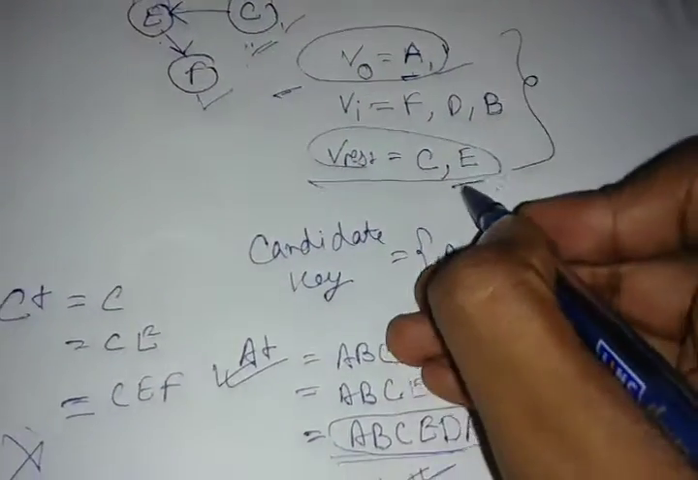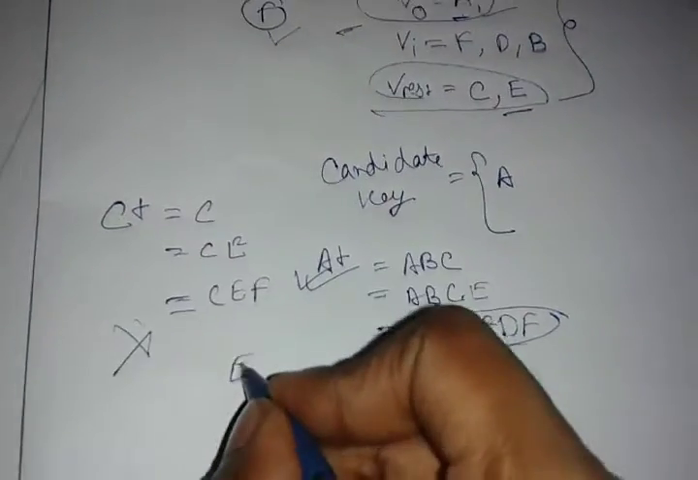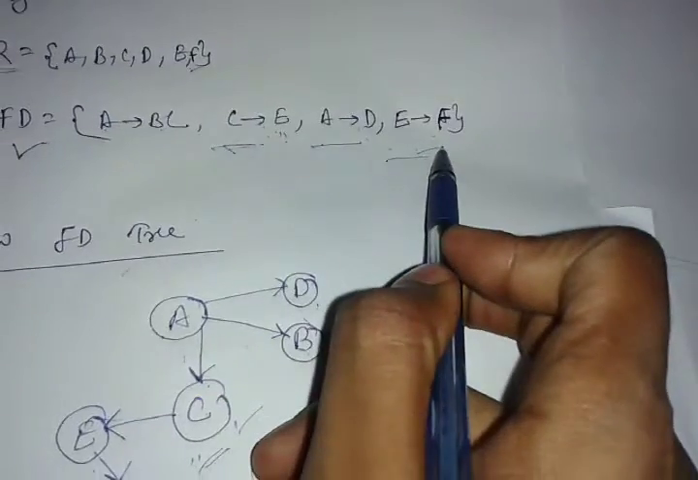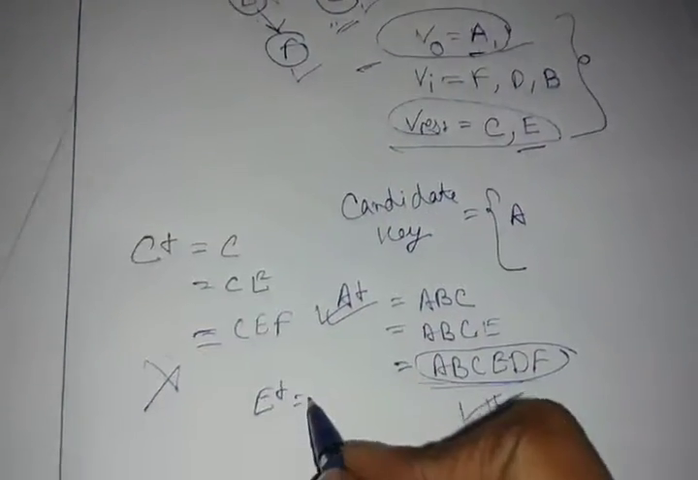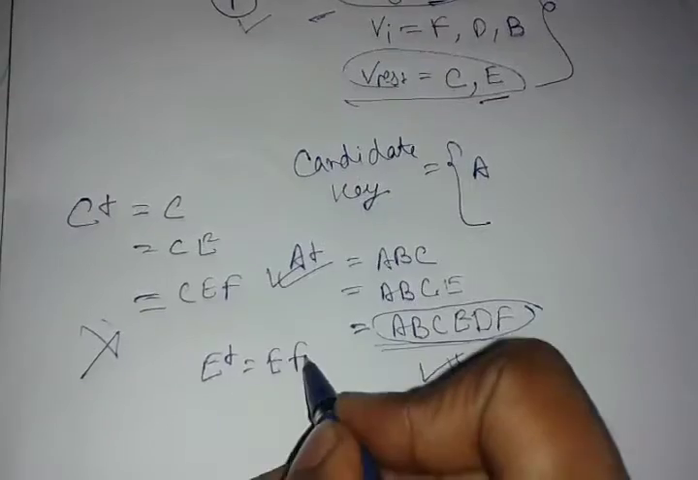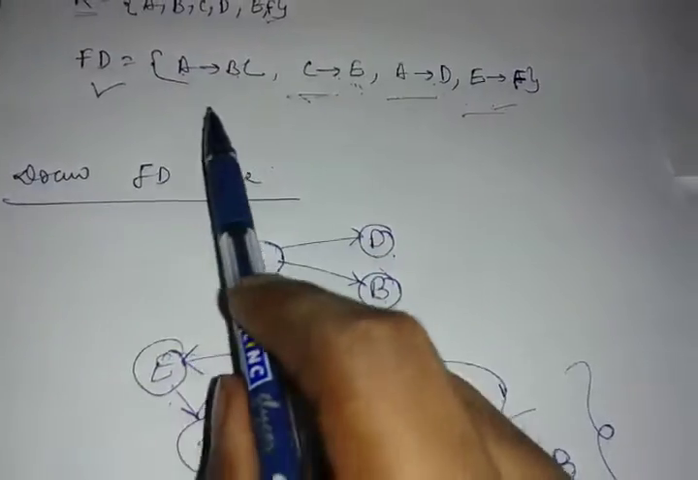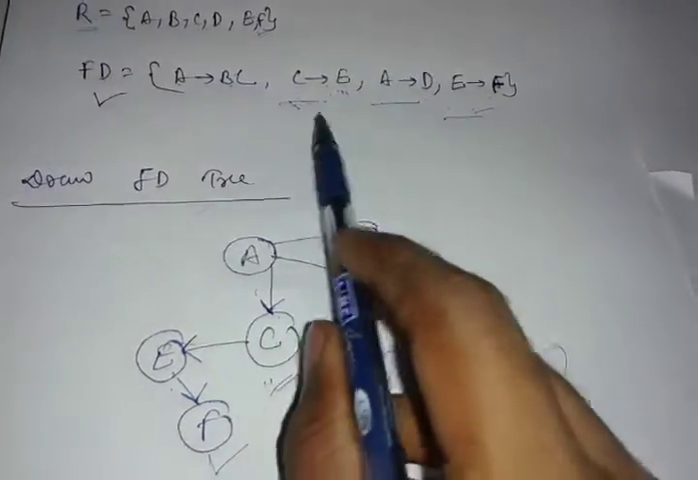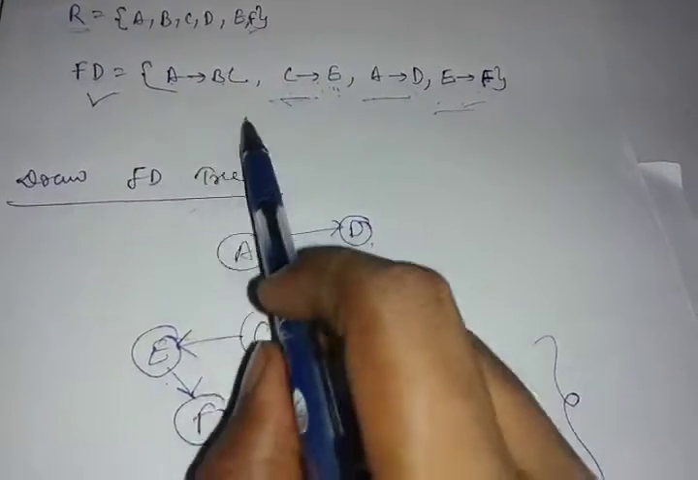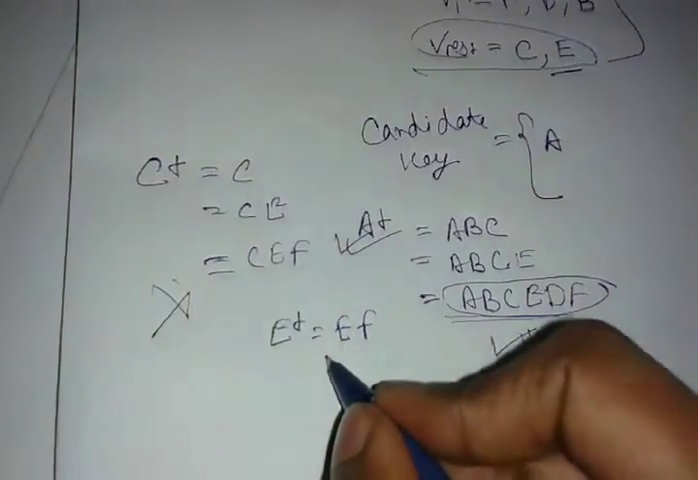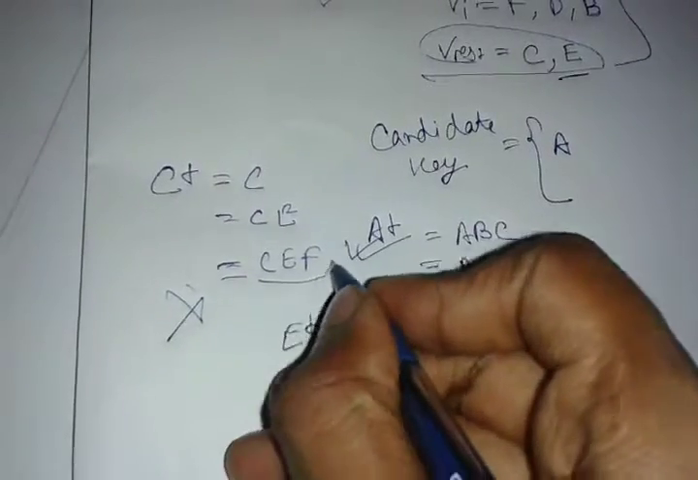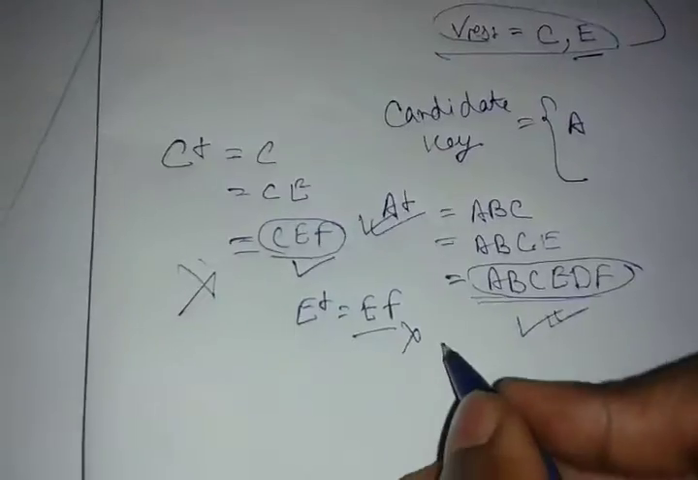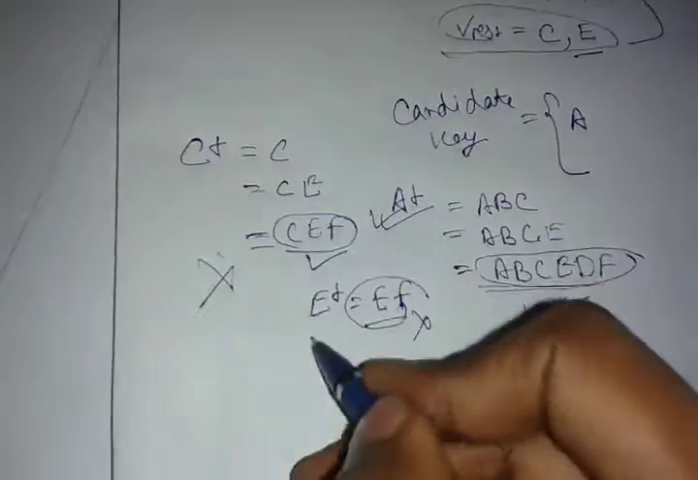In a similar fashion we can find E plus. It will be only E to F, so it will be E itself and F, and no other FD is left to put into that. So here only F. So all attributes are not coming in this closure, and in this closure also. So we discard both the closures.